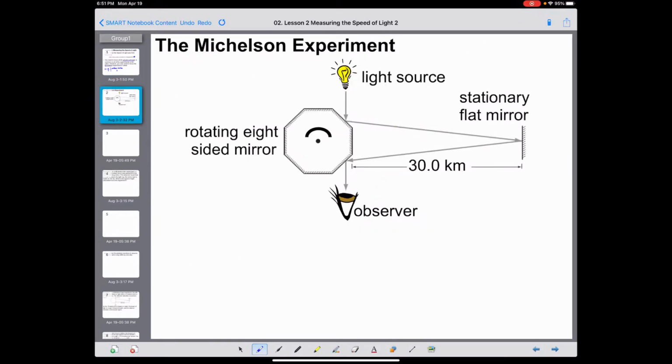In the Michelson experiment, we have a rotating 8-sided mirror, and this is happening on a mountaintop. Then on another mountaintop that's relatively far away, in this case 30 kilometers, we have a flat mirror. And we have a light source, so this could be a laser or just something that gives off light. The light comes in, hits the rotating mirror, goes to the flat mirror, comes back, and then goes into the observer's eye. We'll talk more about this experiment in a second.